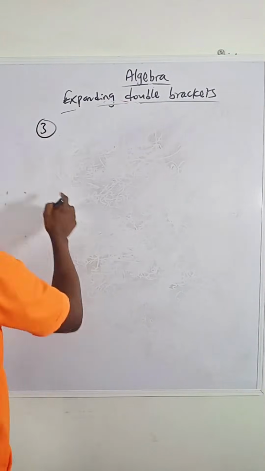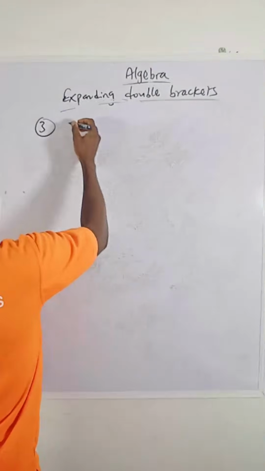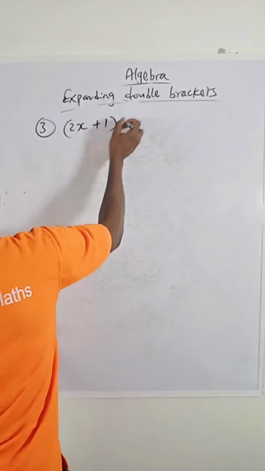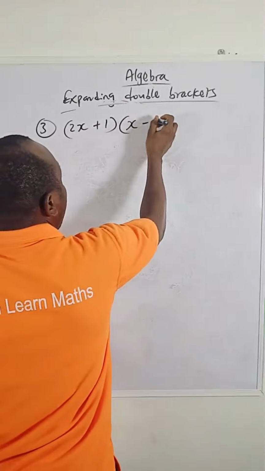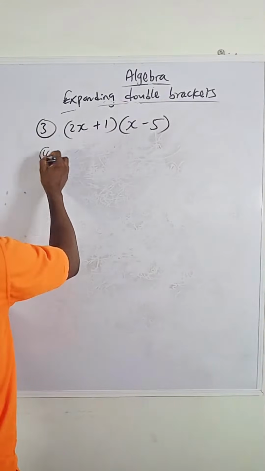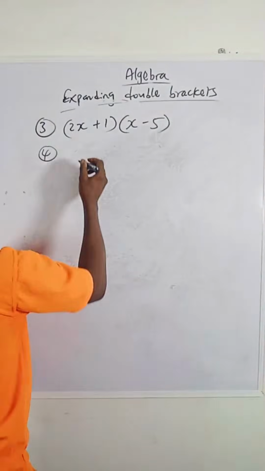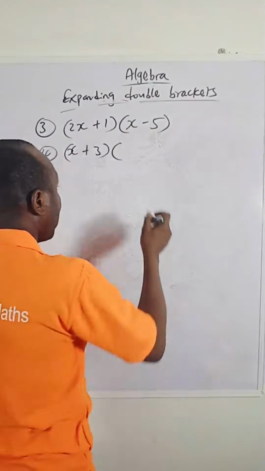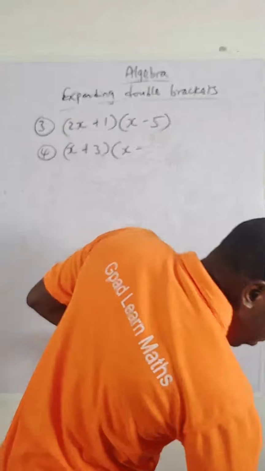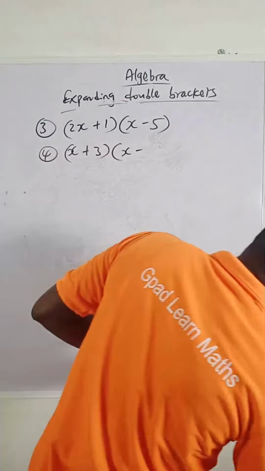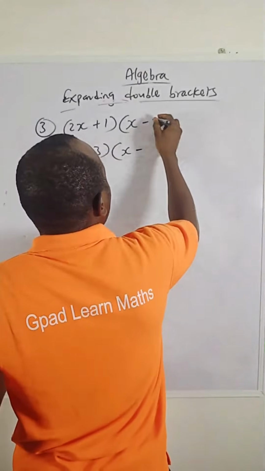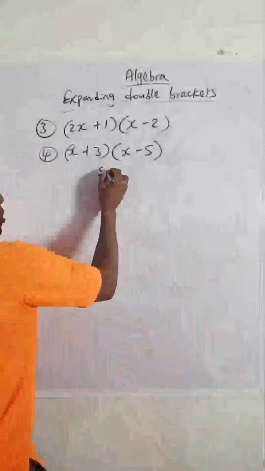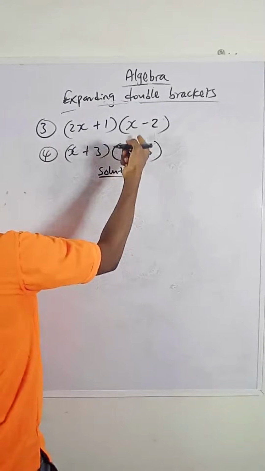So this is number 3, still on expanding double brackets. We have 2x plus 1 and x minus 2. Yeah, let's do this. 2x plus 1 and x minus 2, right? Then number 4, we have x plus 3 and x minus 5. Okay. Let's all give that a try. Now you have to be careful because you have negative signs here. See negative sign, see negative sign here.